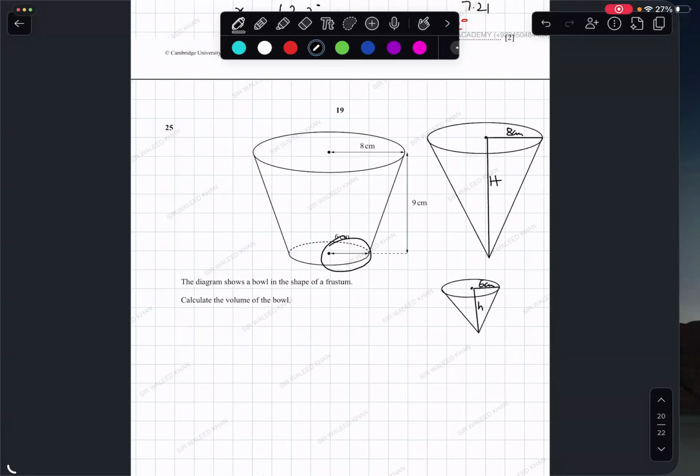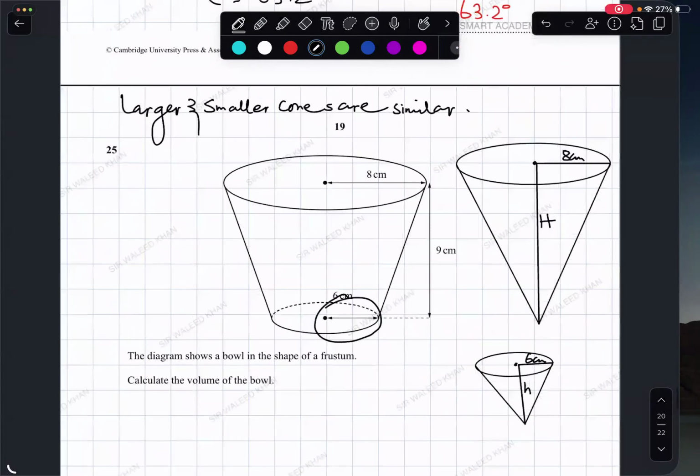Now, whenever we are dealing with similar shapes, you can see this smaller cone is part of this cone, so they are similar in shape. Now, a similar shape, one shape is smaller or larger according to a specific constant value, right? So let me write it first. The larger cone and the smaller cone are similar. When they are similar, that means their ratio of corresponding sides will be equal.